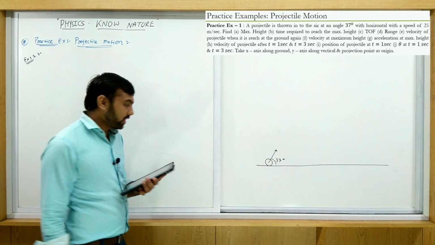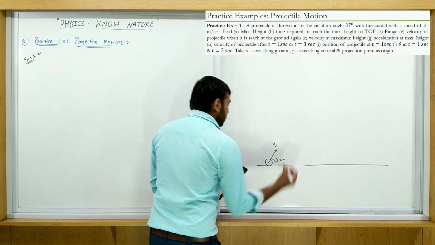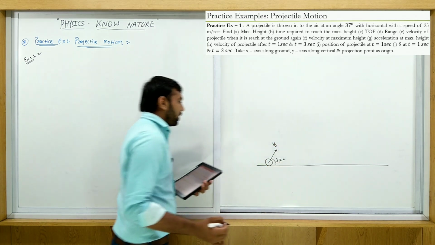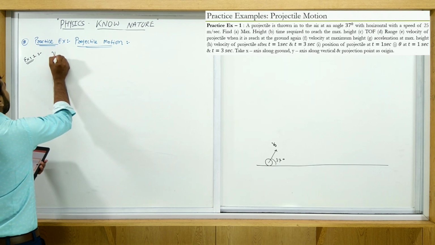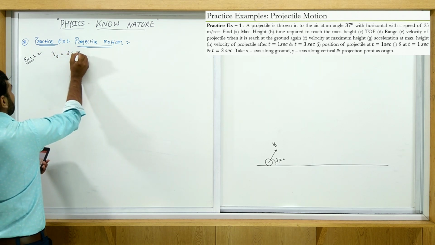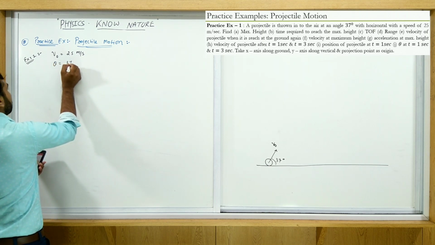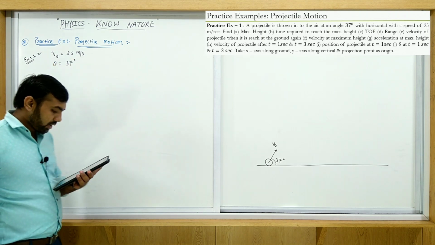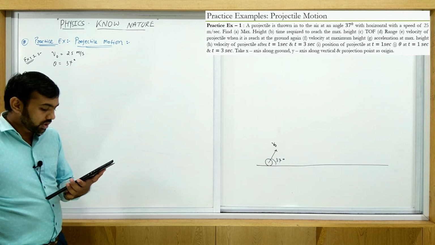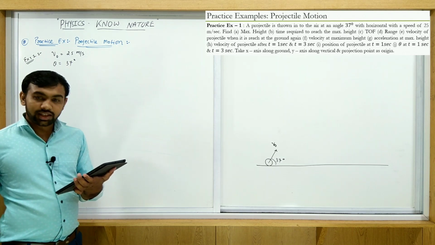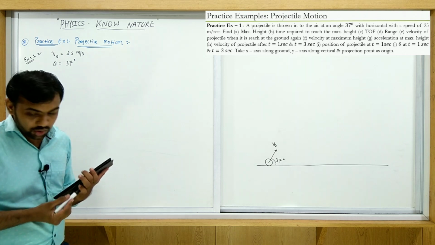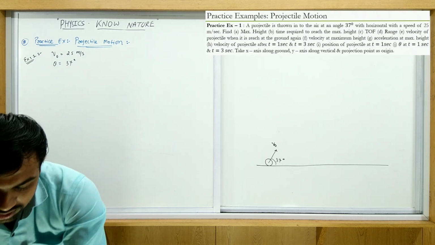Its speed is 25 meters per second. So consider the speed to be v0. Let's write down the given data. v0 is equal to 25 meters per second and theta is equal to 37 degrees. We have to find out the parts a, b, c, d. Let's draw this first, then we will solve all these problems.